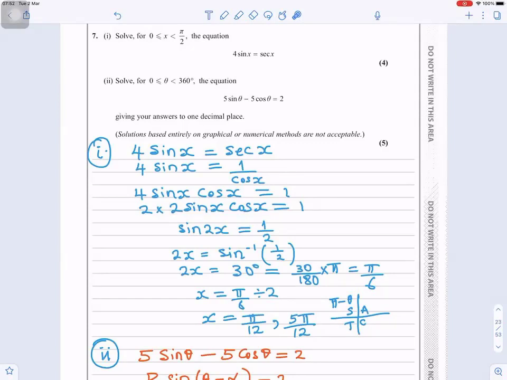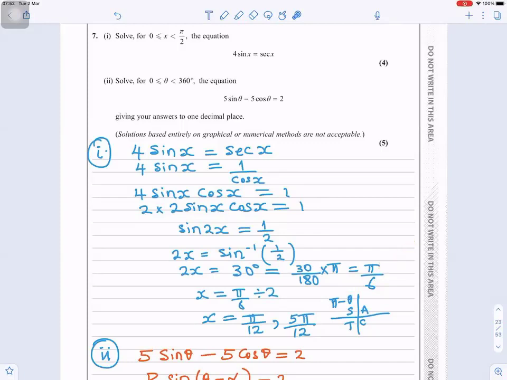Now we have sine 2x. We take this 2 to the right-hand side, it becomes divided by 2. So sine 2x equals a half. So 2x will be inverse sine of a half. So 2x will be 30 degrees. And 30 degrees is the same as pi over 6.